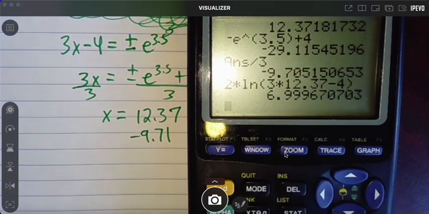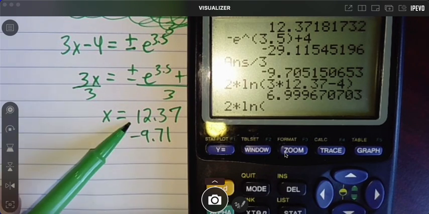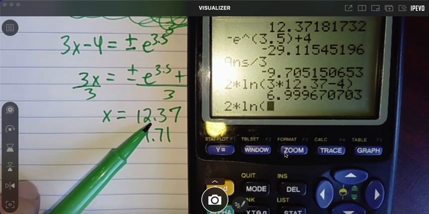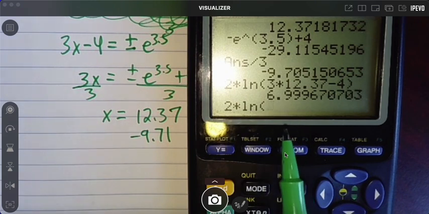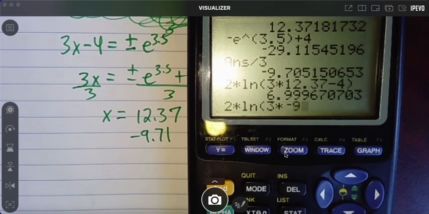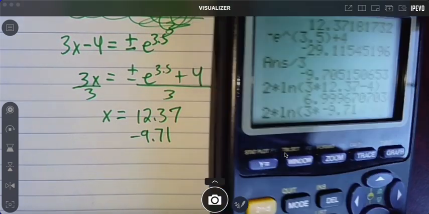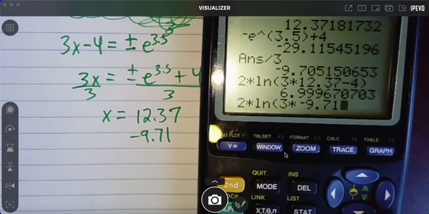Let me try the negative 9.71. Let me try to plug in that one. So again, I have 2 times the natural log of 3 times negative 9.71. And then what was next? Minus 4.